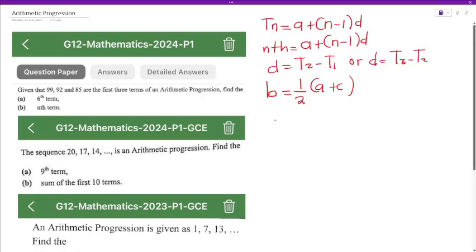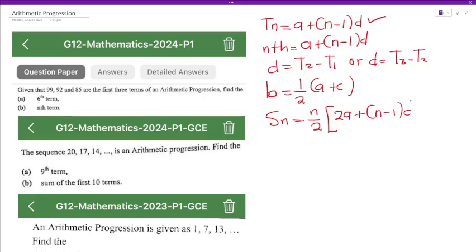Then the last formula we're going to look at is for finding the sum of the terms. So Sn is equal to n over 2 open square bracket 2. This is the only new thing I need you to know. The rest is basically this formula here, because you just add an a there and then you say plus n minus 1 close bracket d close bracket.